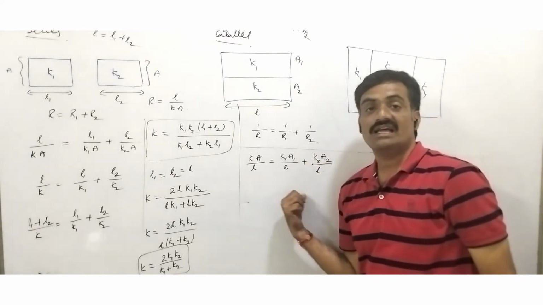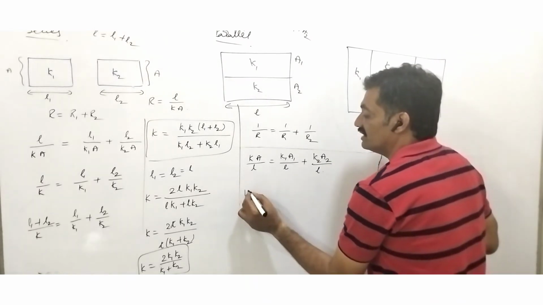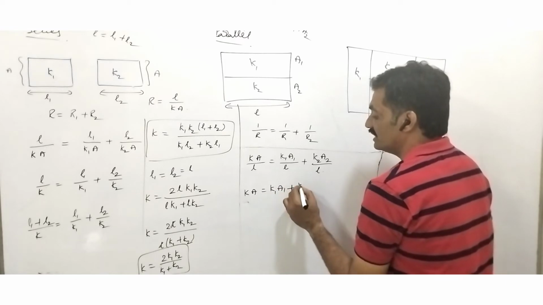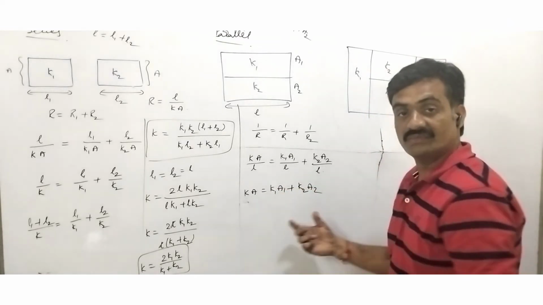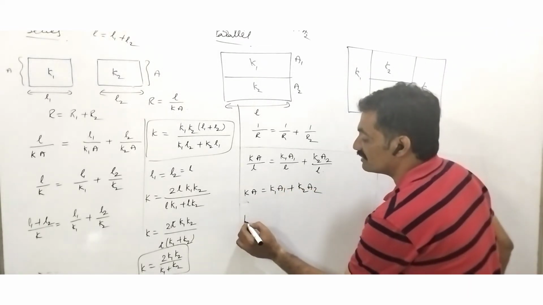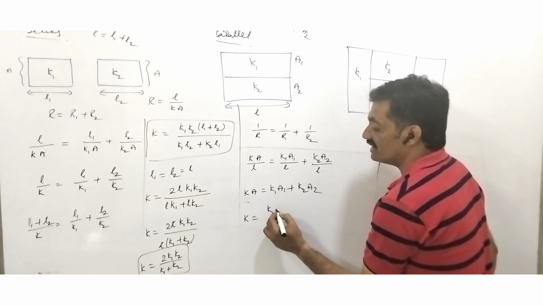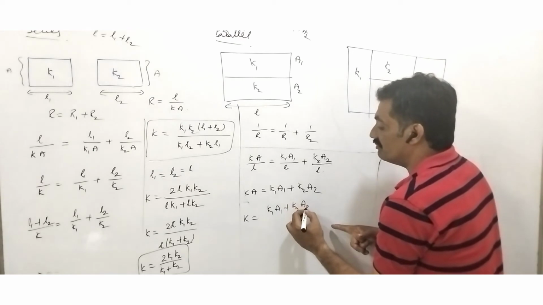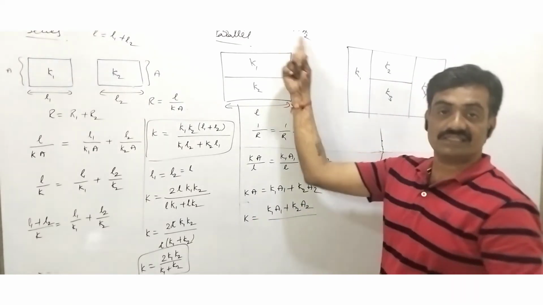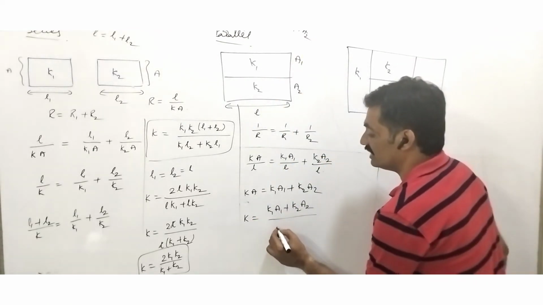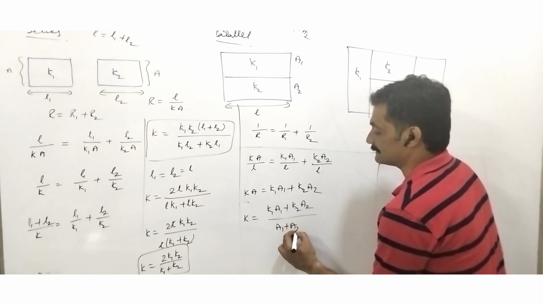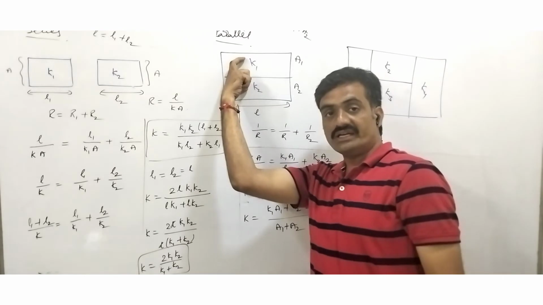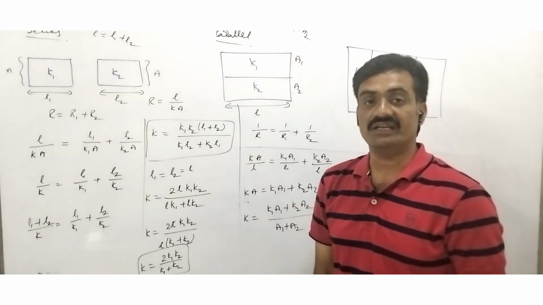Observe that we can cancel L on both sides. Then KA equals K1 A1 plus K2 A2. So the equivalent thermal conductivity is K equals K1 A1 plus K2 A2 by A, where A is nothing but the sum of the two areas, A1 plus A2. This is the equation for these two conductors when they have different areas.